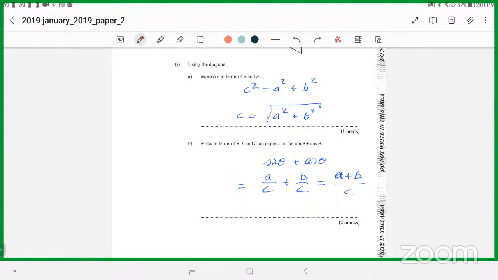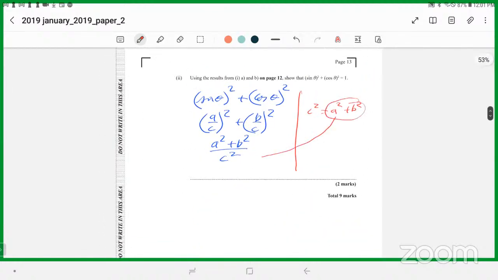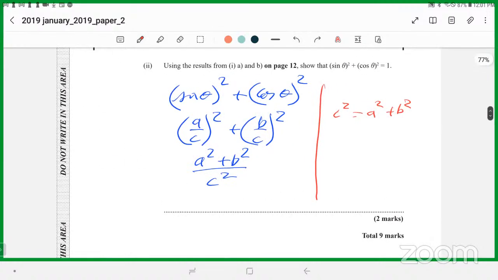So we have 2 options. We can substitute this under here for the C squared, or we can substitute this up here for the A squared plus B squared. Either way. So let's do it that way. Let's start replacing this with C squared. So then we're going to write this as C squared over C squared, which then works out to be 1. And that is it shown.